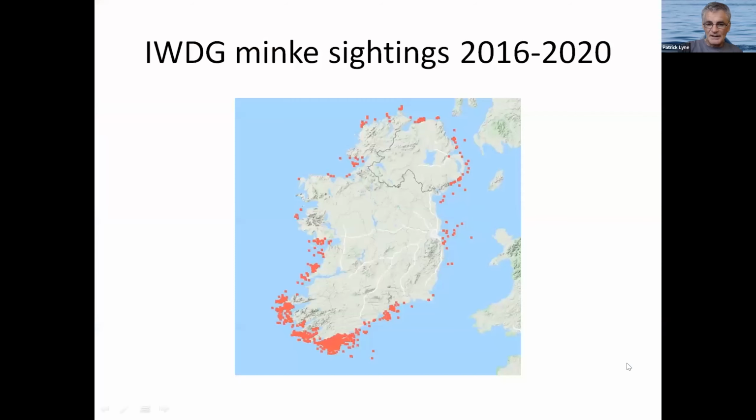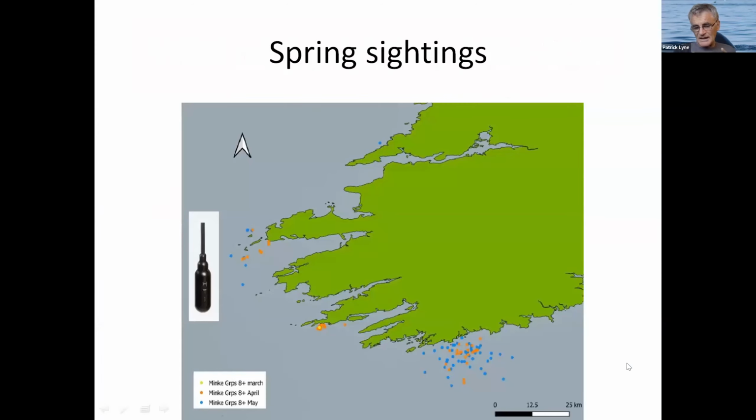So I had a look at the minke whale sightings the IWDG had recorded from 2016 to 2020, and I mapped them. And this is what it looks like. You can see straight away there's a large cluster of sightings off the southwest coast. So I looked into those in more detail, and I looked for aggregations of minke of 8 or more animals. Obviously, if you're going to get any sort of mating behavior, one animal's not going to do it on his own. So I'm looking for groups of animals.